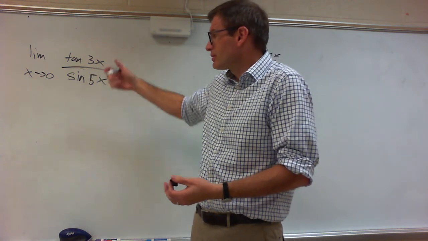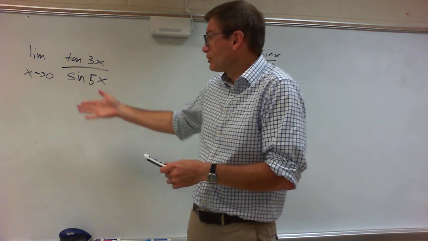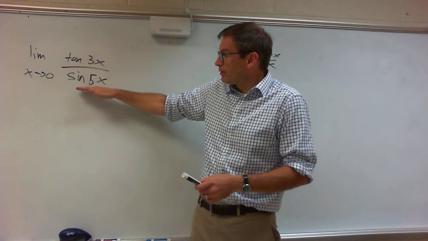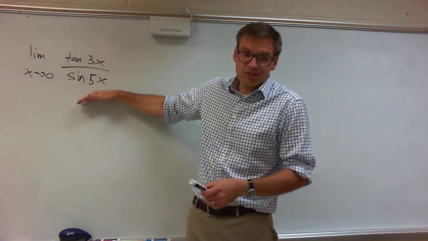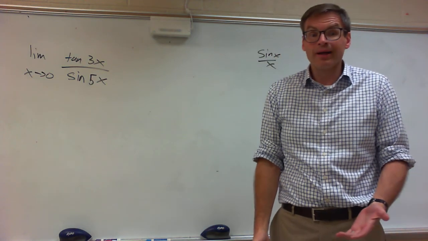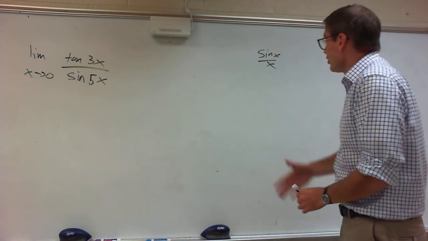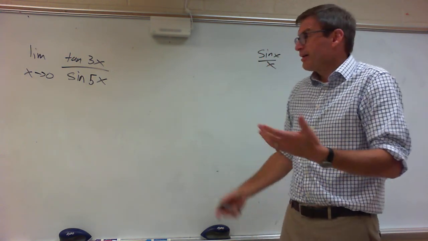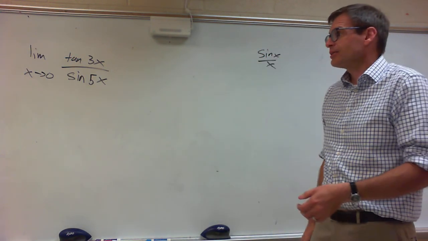I've got tangent. Well, actually, the first thing you do is you plug in 0, and 3 times 0 is 0, so tangent 0 is 0, and 5 times 0 is 0. I end up with tangent 0 over sine of 0, which is 0 over 0, indeterminate form, meaning we have to do more work. And to be honest, the only thing I know how to deal with is if I have sine x over x, and I don't have that here. In fact, I have tangent, and I really don't like dealing with tangent.